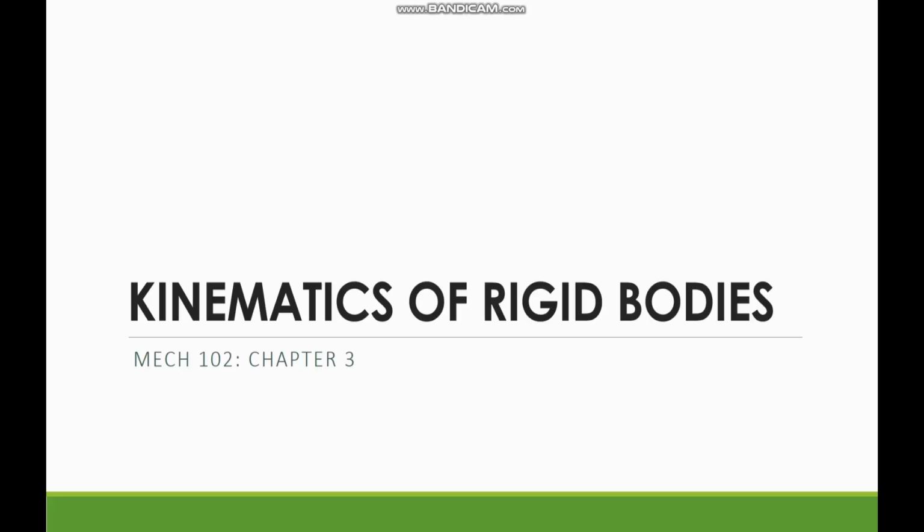We are now on the third chapter of Mechanics 102, and it is all about kinematics of rigid bodies. In this chapter, we will be dealing with objects in motion. We will be investigating the relationship between time, position, velocity, and acceleration of moving objects. And there are various types of rigid body in motion. We have translation, rotation about a fixed axis, general plane motion, motion about a fixed point, and the general motion.